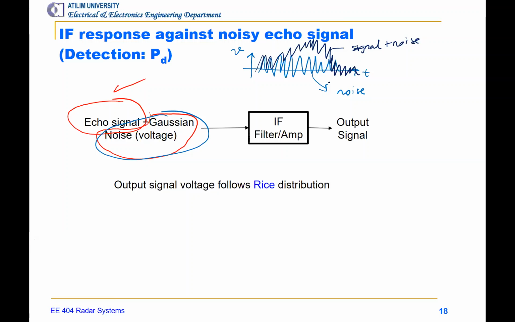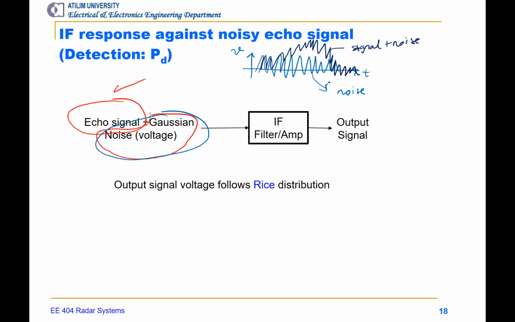What happens when we apply signal plus noise to the IF stage? What happens if we apply noise only to the IF stage? For false alarm rate, we apply noise only, because false alarm as a definition is about reporting of false alarms due to the noise only. There is no echo signal.